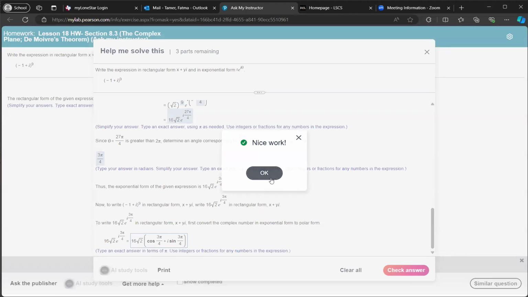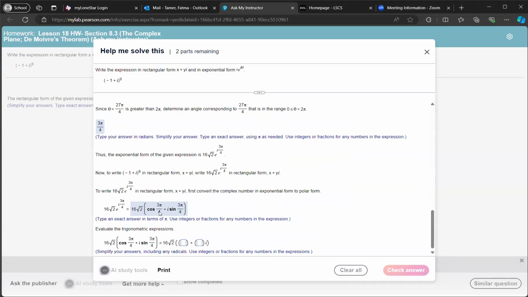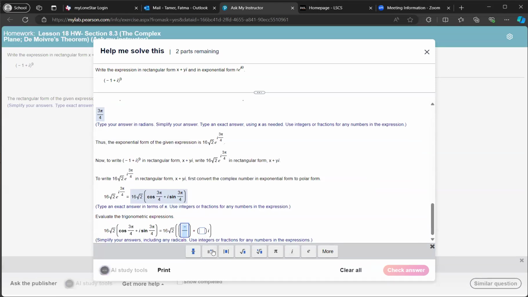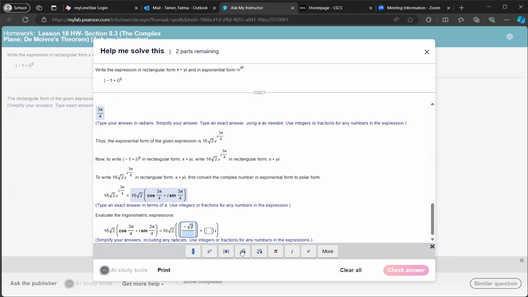And now, after polar form, we're going to evaluate cosine 3 pi over 4 and sine 3 pi over 4 to convert this to a rectangular coordinate system. So cosine of 3 pi over 4 is negative root 2 over 2. And here I need sine of 3 pi over 4, which is just root 2 over 2. And then I'm going to check my answer.